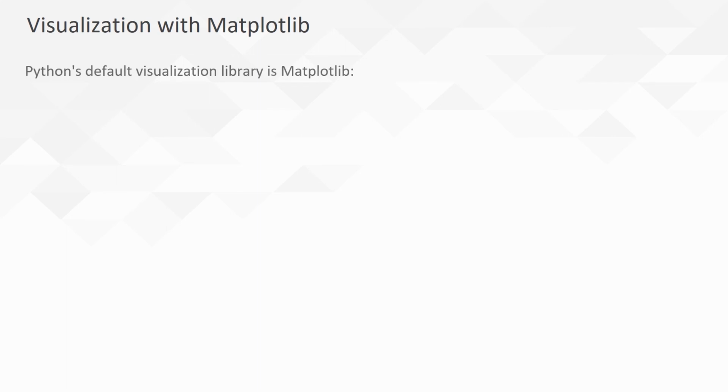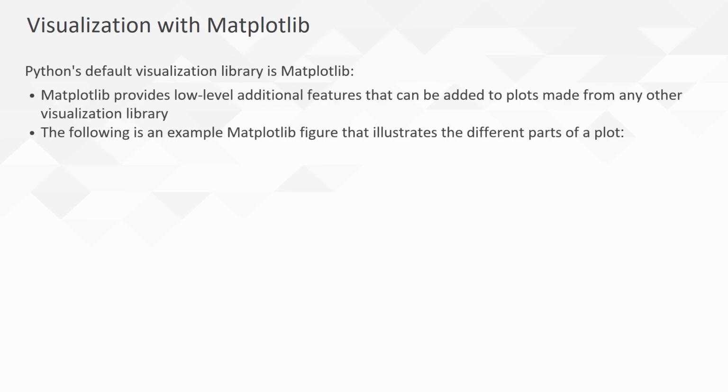Python's default visualization library is Matplotlib. Originally developed to bring visualization capabilities from the MATLAB academic tool into open source Python, Matplotlib provides low-level additional features that can be added to plots made from any other visualization library, because all of them, the ones used in Pandas and Seaborn, are built on top of it.